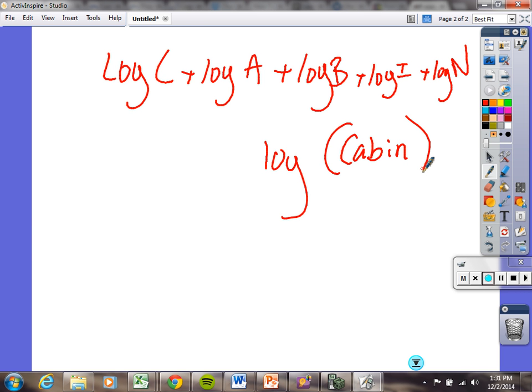I started with alphabetical order. I'm going to explain. Is that a C or a parenthesis? This is a C up there. I put parentheses just saying that this is all multiplied together. That's not plus or minus. Sorry about that. So that's log of C plus log of A plus log of B plus log of I plus log of N. They all have to be the same base. And in my case, I just wrote log, so they would all be log base 10.